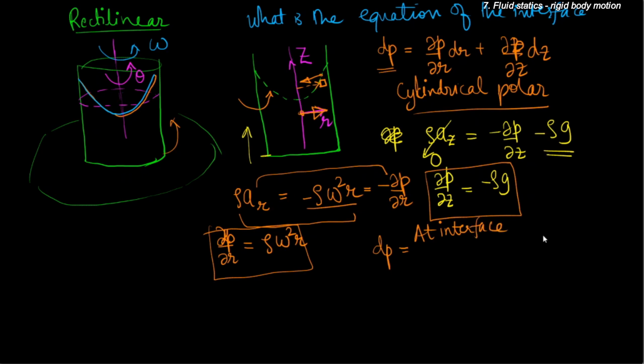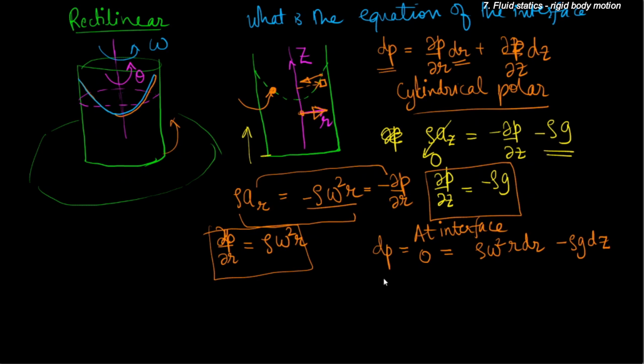At the interface dp will be 0, meaning the choice of r and z on the interface will be such that we always lie on the interface. R and z cannot be arbitrarily chosen. Okay. So dp equal to 0 at the interface. This implies 0 equals del p del r times dr, so rho omega square r dr, plus del p del z dz. So del p del z is minus rho g dz.